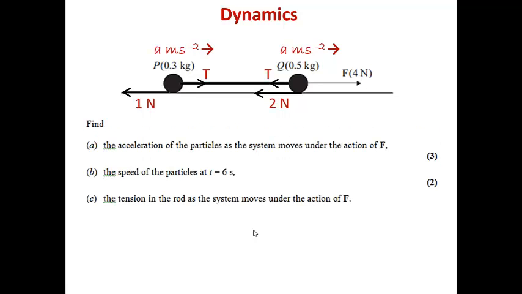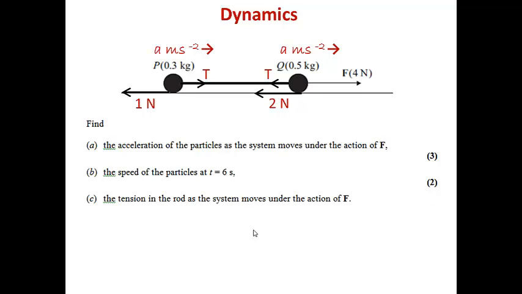Okay. What are we asked to find? Firstly, find the acceleration of the particles as the system moves under the action of F. Secondly, the speed of the particles at time t equals 6. Well, the speed of the particles at t equals 6 will be very straightforward, because it will simply be 6a. And then we need to work out the tension in the rod as the system moves under the action of F. So, which laws will we apply? Well, we'll apply F equals ma again.